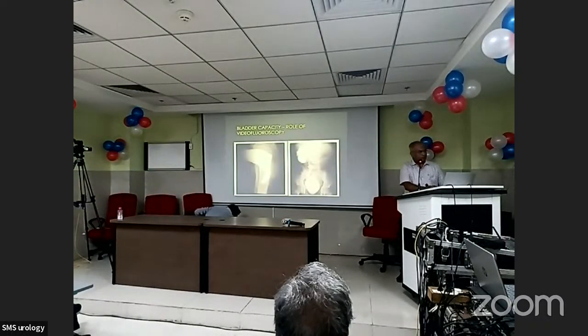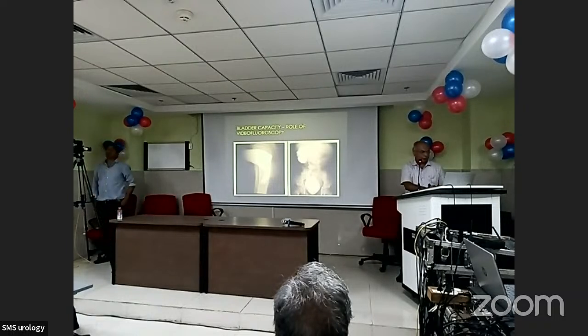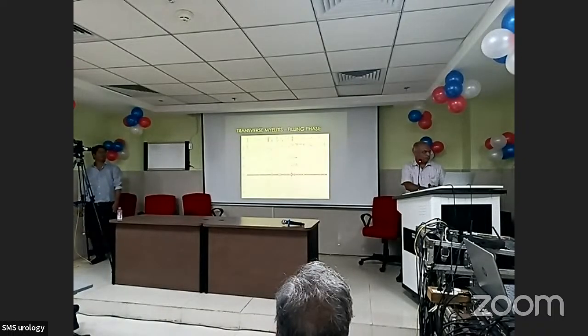Now, this is the image of the bladder prolapse. In this case, the bladder capacity would be the part of the prolapsed bladder plus the actual orthotopic volume. Again, in the second image, the actual bladder volume would be the bladder volume plus the volume of the right-sided dilated system. In these cases, video fluoroscopy is very helpful.